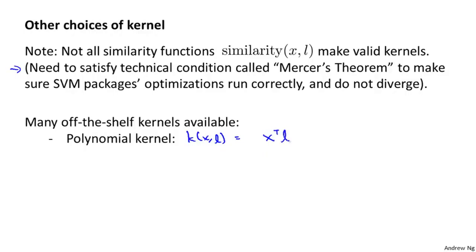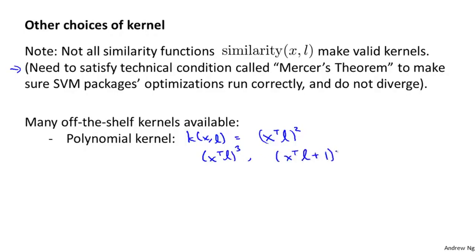You can take x transpose L squared. So here's one measure of how similar x and L are, right? If x and L are very close to each other, then the inner product will tend to be large, and so this is a slightly unusual kernel that's not used that often, but it works. But you may run across it. So there's some people using it. This is one version of the polynomial kernel. Another is x transpose L cubed, or these are all examples of the polynomial kernel.